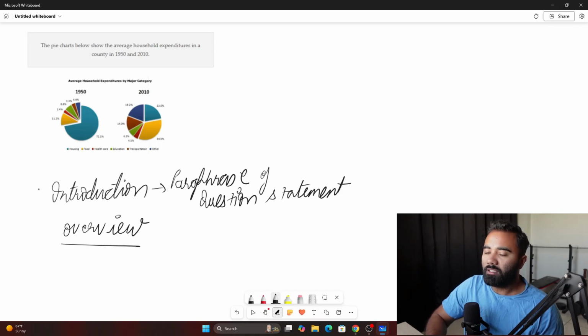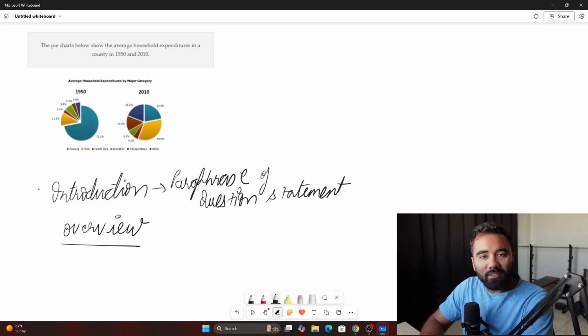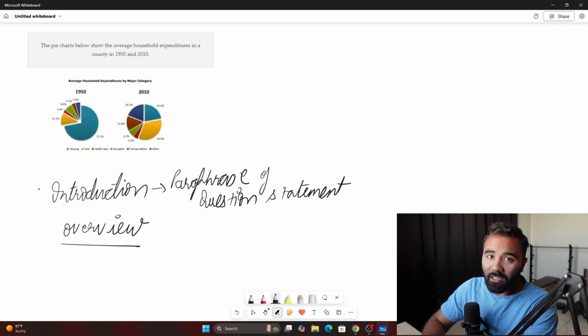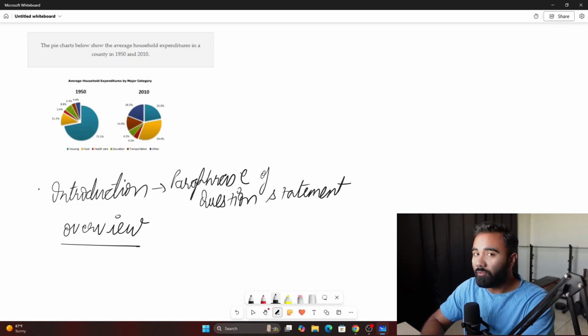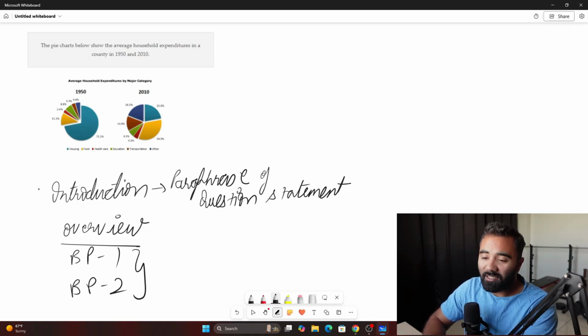Now we have already established that the overview can also be written towards the end of your task 1. That is also correct. You don't need to stress too much about where exactly you should write your overview. It is acceptable right after the introduction. It is also acceptable after your body paragraph 2. So: introduction, overview, body paragraph 1, body paragraph 2. Keep in mind, some of the teachers like to call it DP, that is detail paragraph 1, detail paragraph 2. All of them are correct.